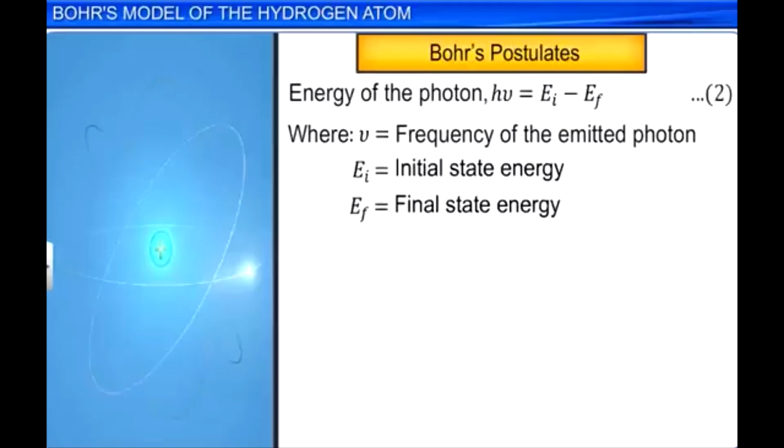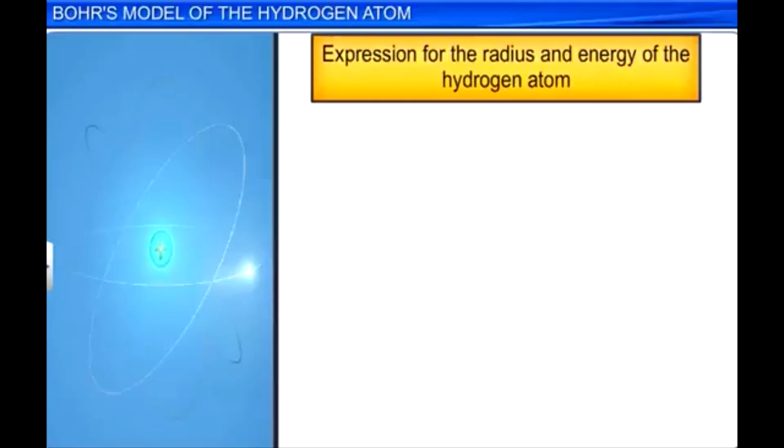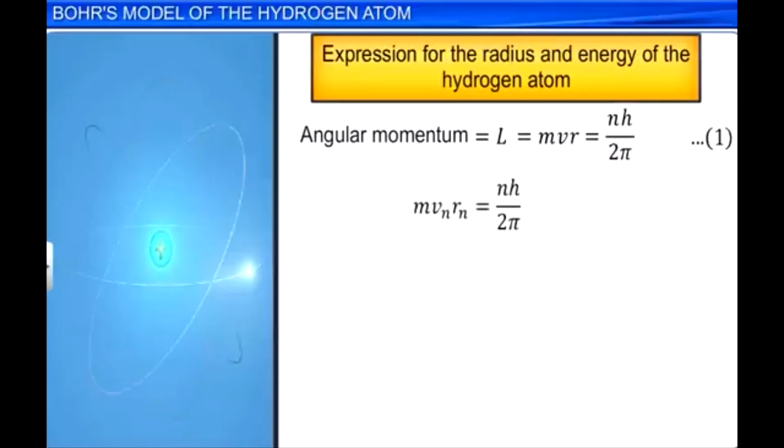Let us now derive the expression for the radius and energy of the hydrogen atom. From equation 1, we can write m v_n R_n is equal to nh by 2 pi. Here, n is an integer, R_n is the radius of the nth possible orbit, and V_n is the velocity of the electron in the nth orbit. Let this be equation 3. The allowed orbits are numbered 1, 2, 3, and so on, according to the values of n, which is called the principal quantum number of the orbit.